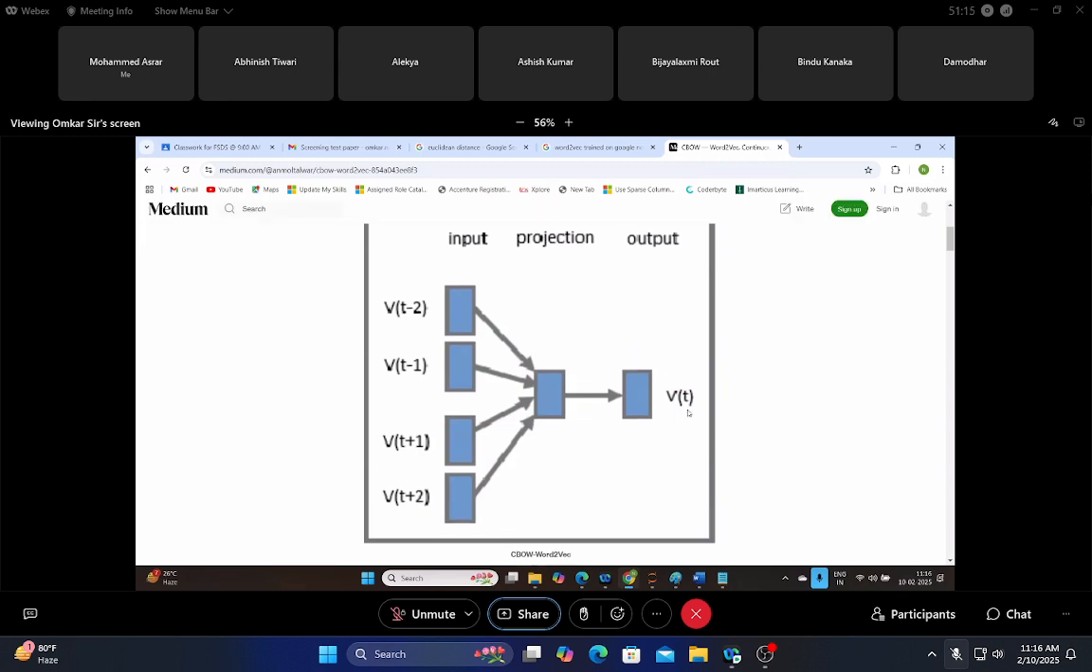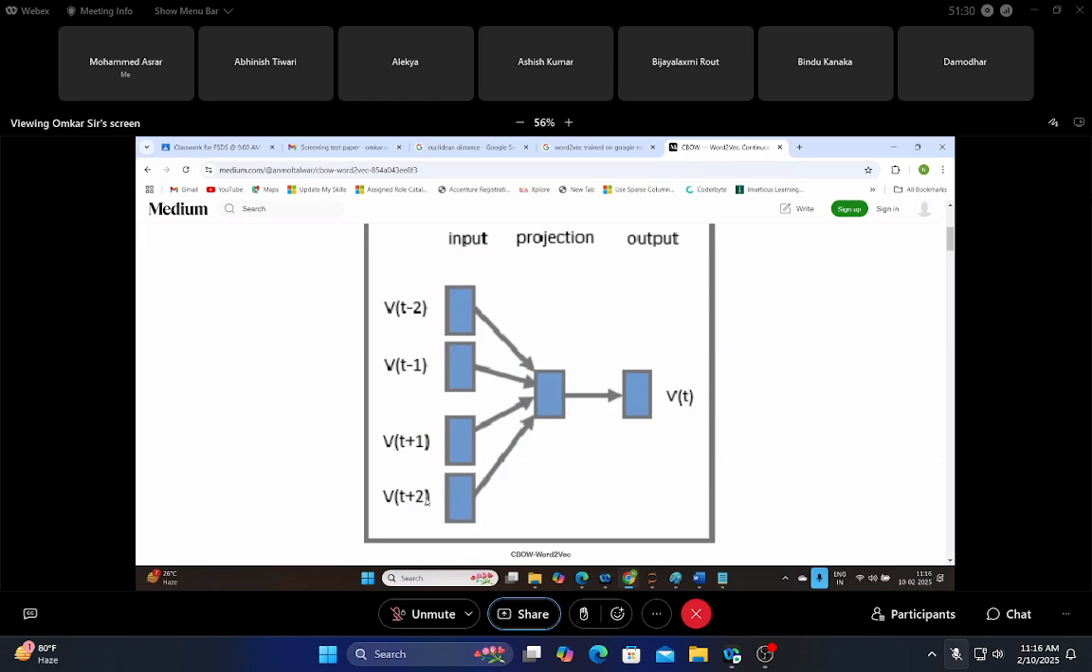This is your actual output, VT. That's why what they given: T minus 2, T minus 1, T plus 1 and T plus 2. Now that is called a bigram approach. Now write it in the Word document.